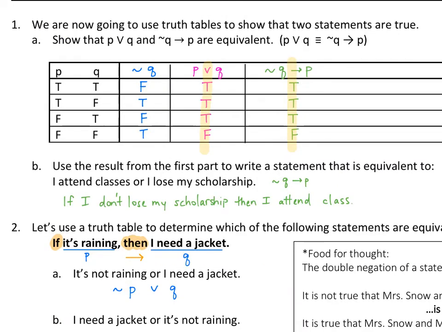So now we're going to use this result, not Q implies P, to write the equivalent statement to the statement, I attend classes or I lose my scholarship. So that's like our P or Q. Now we're going to negate the Q implies P. So what would that look like? It would look like if I don't lose my scholarship, then I attend class.